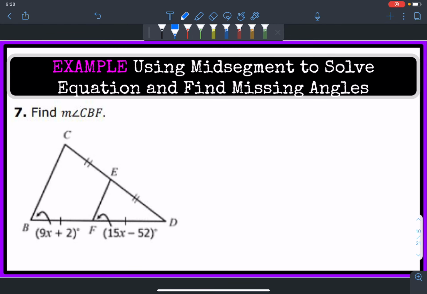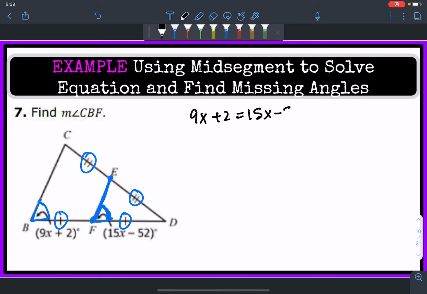And similarly, since these angles are again congruent, look at EF. EF is the mid-segment because E is in the middle, since these two are equal to each other, and F is in the middle because these two are equal to each other. Then that means that this angle on EF is congruent to the angle on CB. Those two angles are going to be equal to each other. Therefore, 9x plus 2 is equal to 15x minus 52.